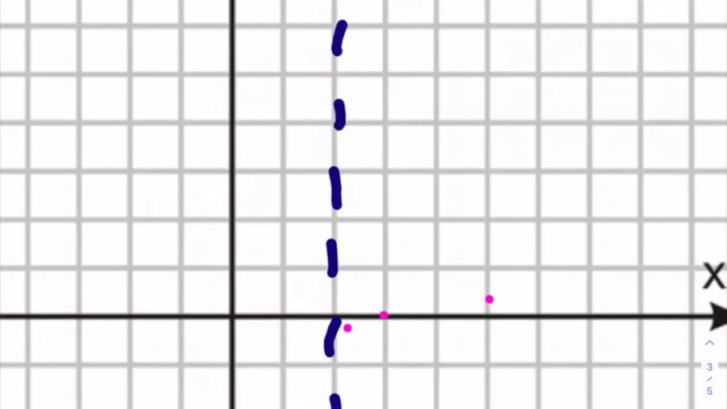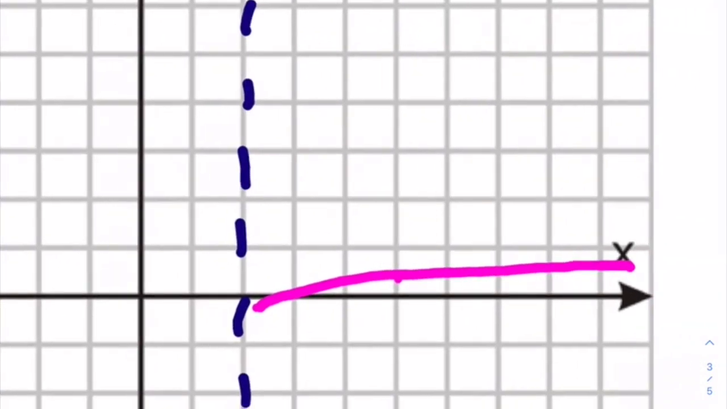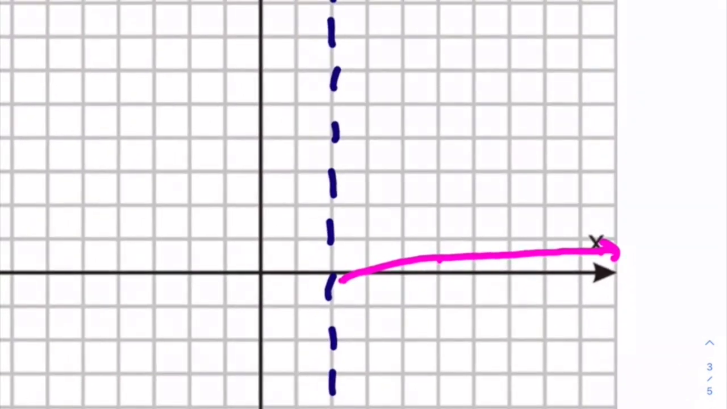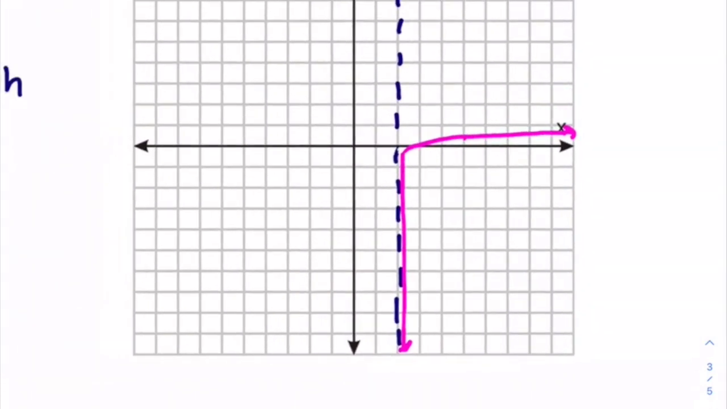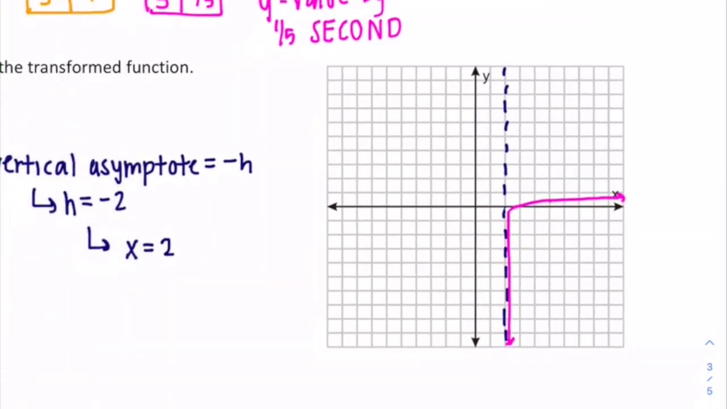Now that we have all 3 points on the graph, connect the dots as best as possible. And make sure the bottom of your graph is not crossing the vertical asymptote. You'll notice that the curve of this graph is a bit sharper than the ones that we've seen, and that is a result of the fact that we vertically compressed our graph.